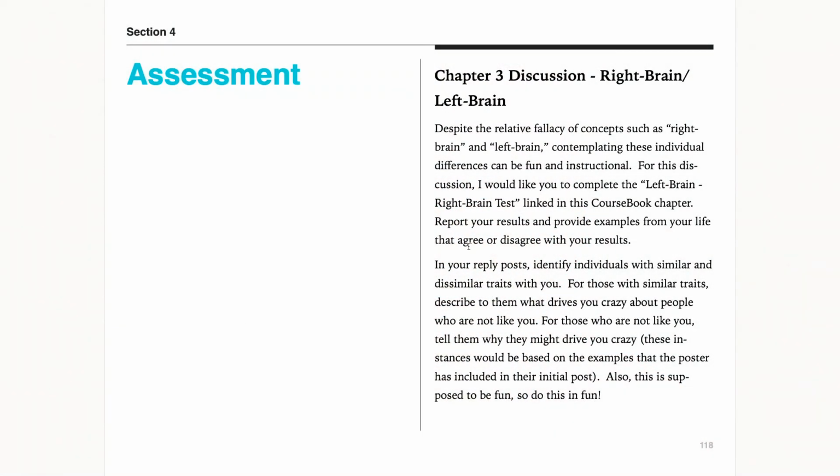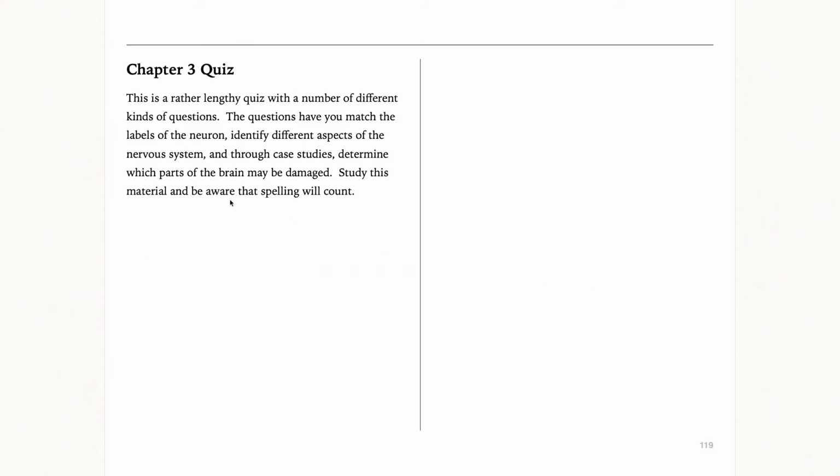So let's go into the discussions. We have a discussion on right and left brain, that it is a fallacy, but still fun to talk about. So let's talk about what that means to you. And then we have a quiz. I didn't list the questions, but they're about brain functioning and parts of the brain and what they do. There's a review of the smaller, micro aspects of what we've been talking about, and then the macro aspects.